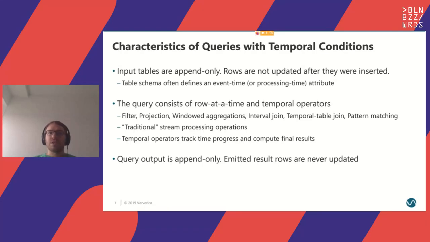The schema of such a table defines some kind of event time. Yesterday, when we talked about the DDL syntax of Apache Flink, we saw this small watermark clause that defines the event time property of a table. You basically need such a time attribute in your table in order to be able to write queries that work with time.